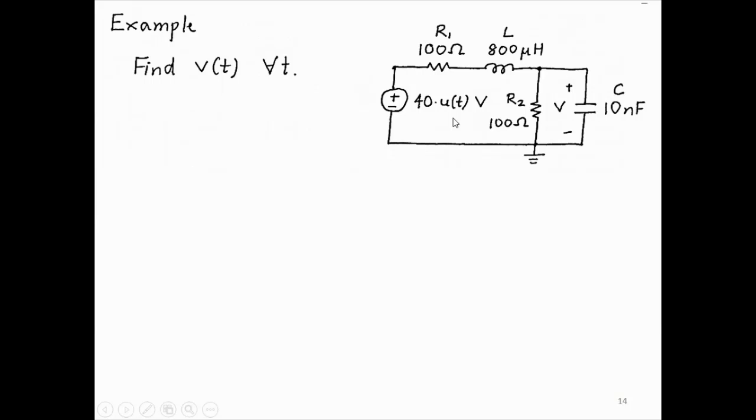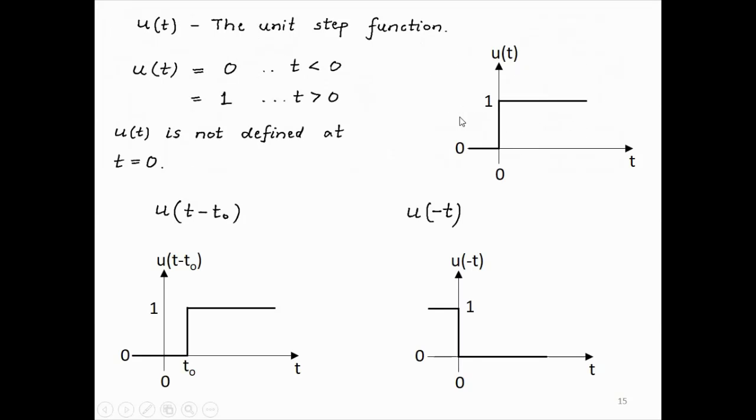So presumably you already know what the unit step function is, but anyway I'll quickly do the definition of the unit step function. The unit step function u of t is defined as this. It is 0 for t less than 0 and it is 1 for t greater than 0. Okay, that is the definition of u of t. Note that u of t is not defined at t equal to 0, because at t equal to 0 it is making a transition abruptly from 0 to 1. So somebody asks the question, what is the value of u of t at t equal to 0? The answer is it is not defined.